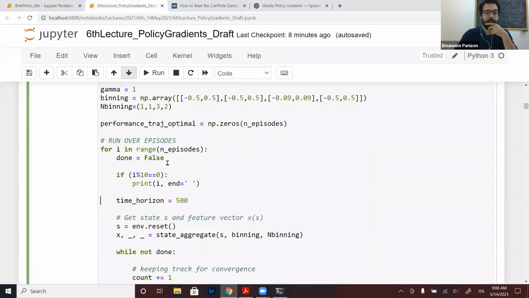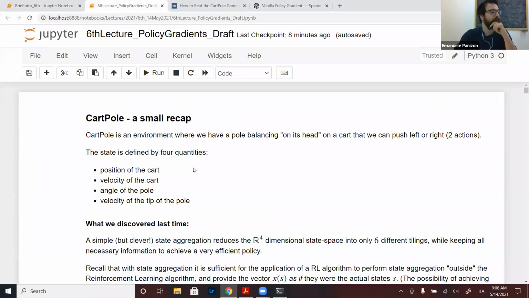Okay, so to start, we will again deal with cart pole, just to have some common background. And I just want to give a very small recap of what we learned the last time. So cart pole as an environment is just a cart with an inverted pole over it. And our task is to balance the pole on its head, so it's an unstable position, and we can only move the cart left and right, so we have only two actions.